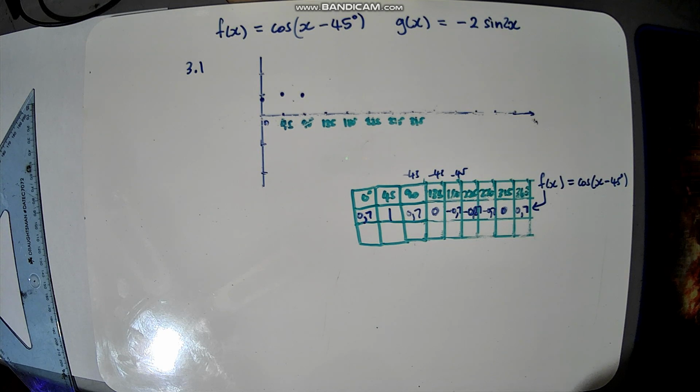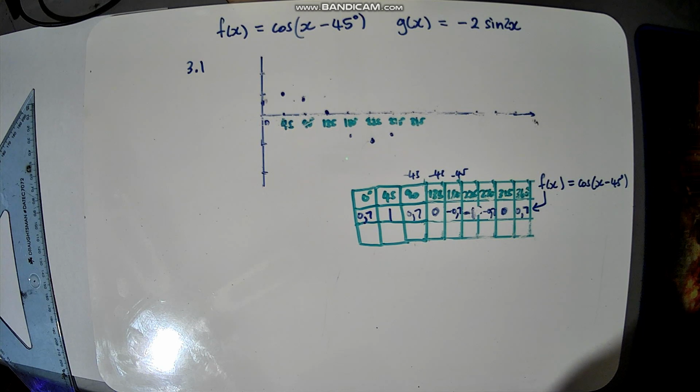Plotting the next 3, we have 0, minus. At 225, it's minus 1. Please note, at 225, it's minus 1. At 180 is negative 0,7.